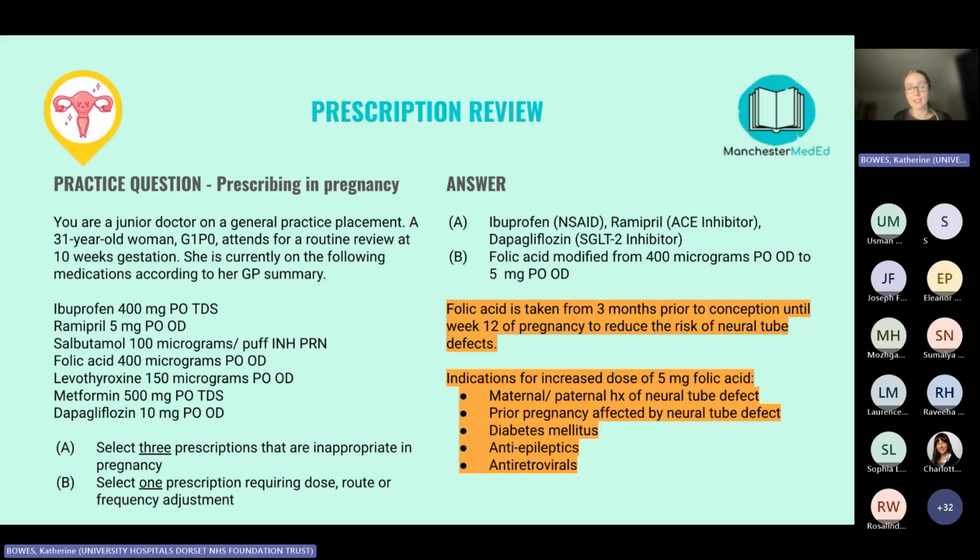So just a little bit about folic acid quickly. So it's taken from 3 months prior to conception until week 12 of pregnancy, and it's to reduce the risk of neural tube defects within the baby. And indications for that higher dose of folic acid would be maternal or paternal history of a neural tube defect, a prior pregnancy where the child's affected by a neural tube defect, diabetes mellitus, which is what's the case in this question. So we know this lady's on metformin and dapagliflozin, so we infer that she has diabetes. If the mother's taking anti-epileptics as well and antiretrovirals. So I hope that makes sense.